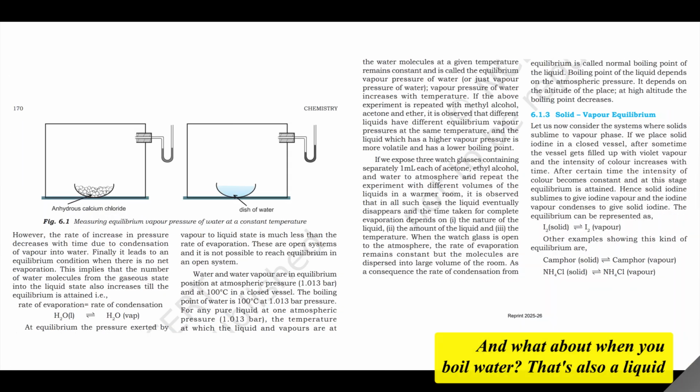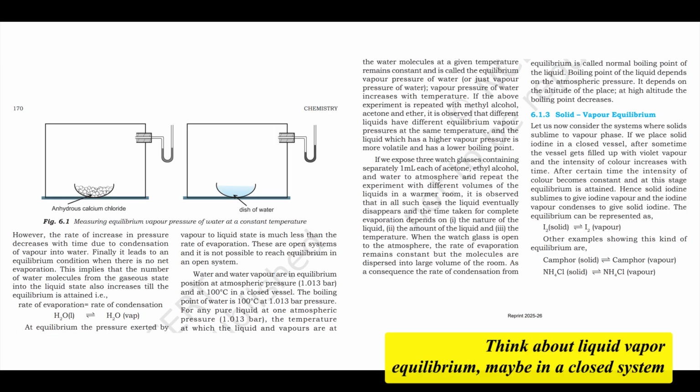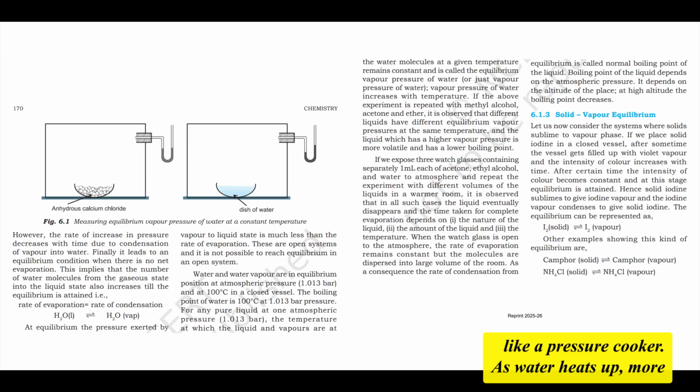Fascinating. And what about when you boil water? That's also a liquid-vapor equilibrium, isn't it? Correct. Think about liquid-vapor equilibrium, maybe in a closed system like a pressure cooker. As water heats up, more and more molecules gain enough energy to escape into the vapor phase. This increases the vapor pressure inside. Eventually, the rate of evaporation matches the rate of condensation. At this point, the pressure inside stabilizes. We call this the equilibrium vapor pressure.